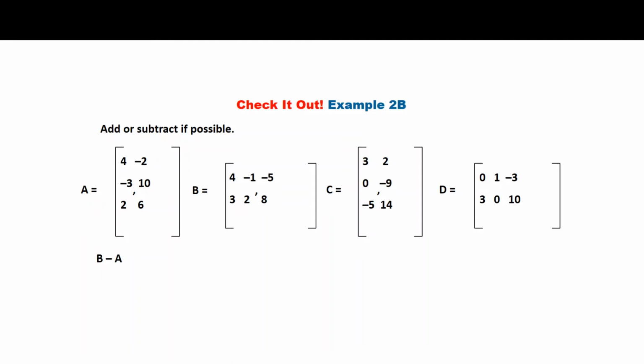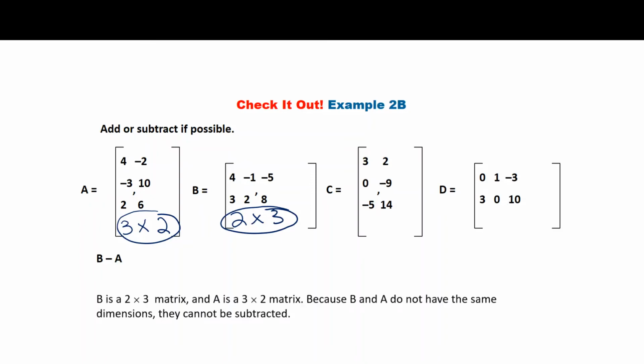For this one, the dimensions are 2 rows and 3 columns for B, and A has 3 rows and 2 columns. And notice our dimensions, although they look closely the same, they actually are not. This is a 3 by 2 and then a 2 by 3. So on this problem, we don't have to do anything. These matrices can't be subtracted, so you don't have to do anything.